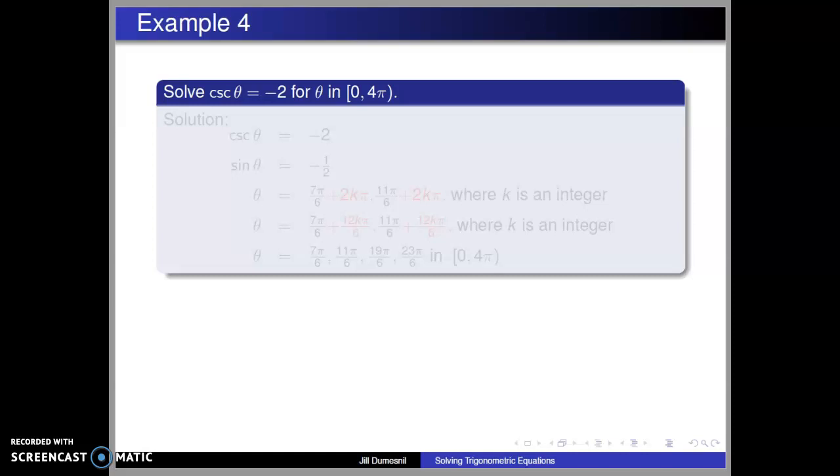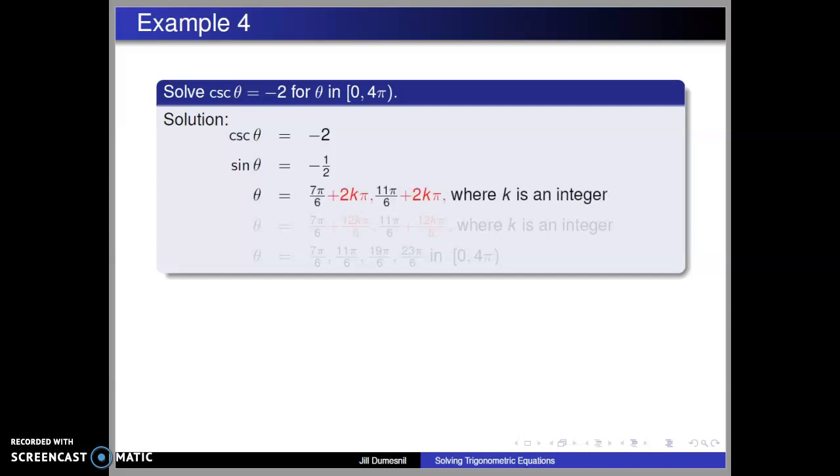Next, let's solve the equation cosecant theta equals negative 2 for theta in the interval from 0 to 4 pi. Again, I like converting cosecant to sine by reciprocating because I have more familiarity and comfort working with the sine function. We start with the given equation. After reciprocating, we want to solve the equation sine theta equals negative a half. We know these values will be in the third and the fourth quadrants.